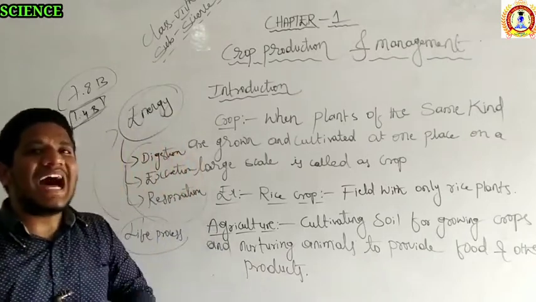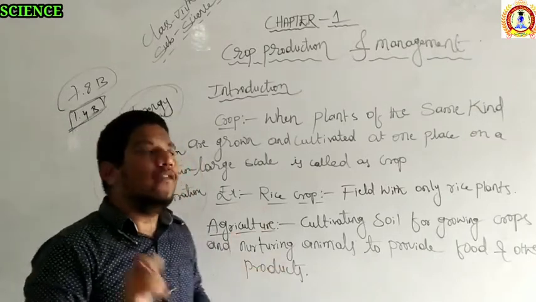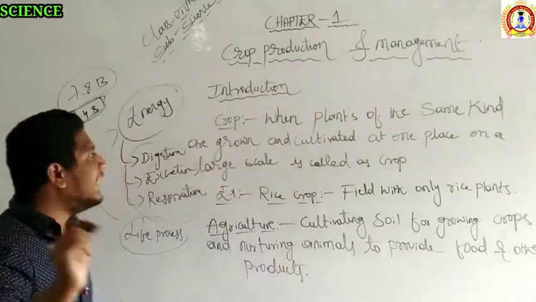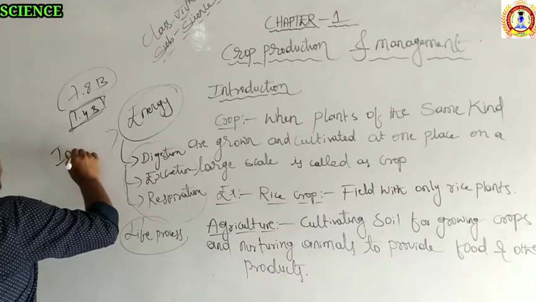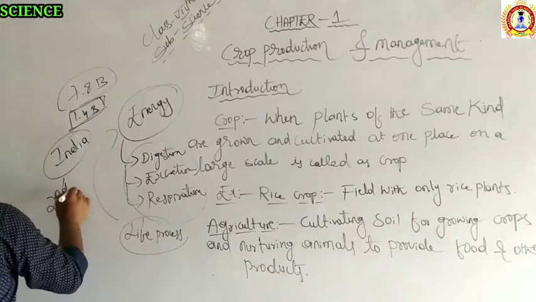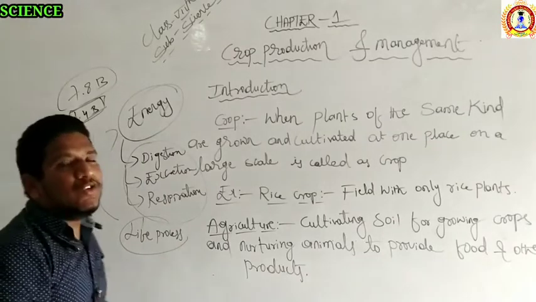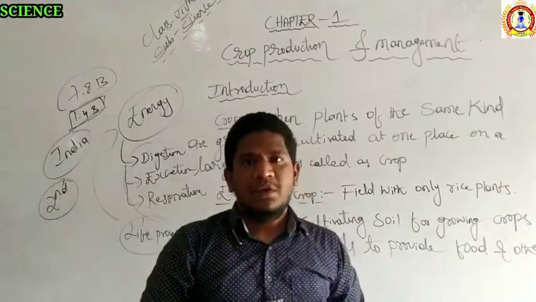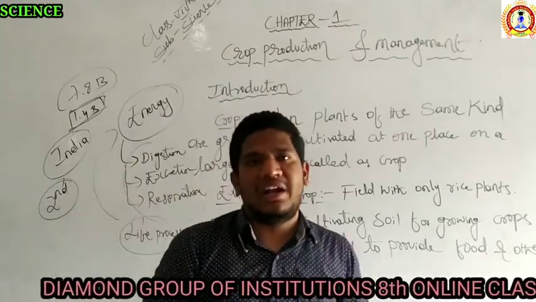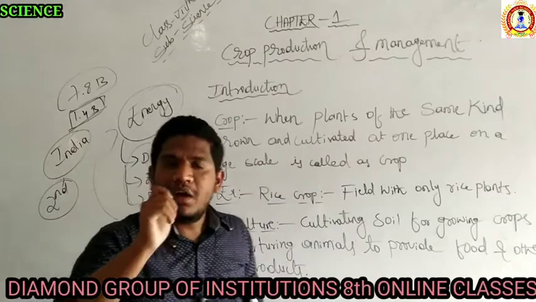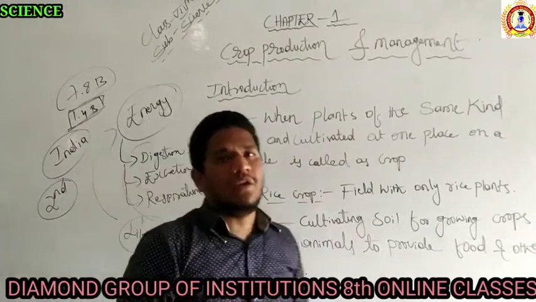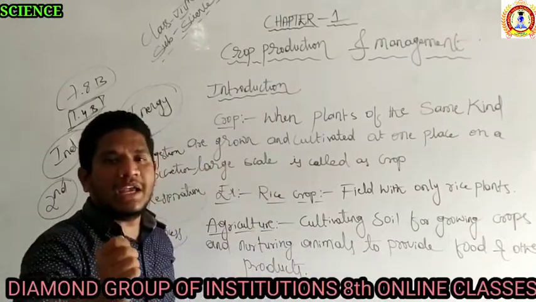So to feed this large population, we need to produce the food and manage the food. Simple. And India is the second largest food manufacturer in the world. The backbone of India is the agricultural sector. We are well known in the whole world for the agricultural sector. The backbone of our India is the farmers.